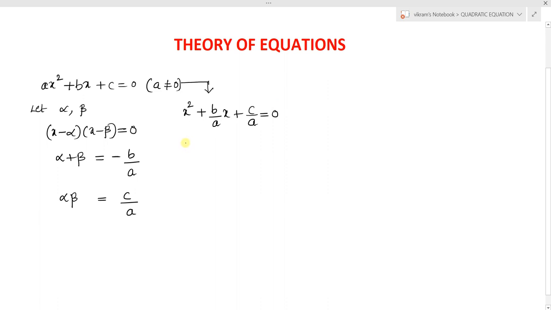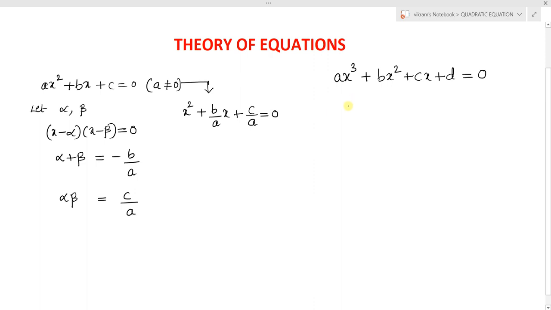After writing in this manner, the quadratic equation has only two roots, alpha and beta. Then we can take the sum of the roots, alpha plus beta, and the product of the roots. If we extend this concept to a cubic equation, let's consider ax cube plus bx square plus cx plus d equals 0. This is the cubic equation.